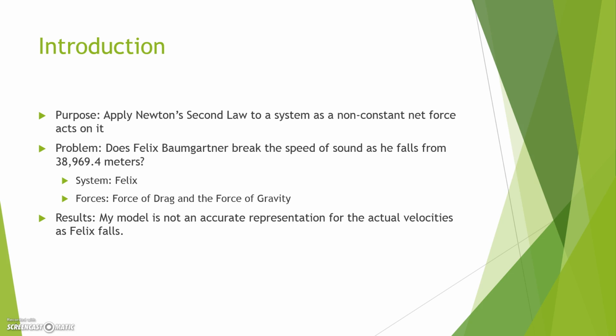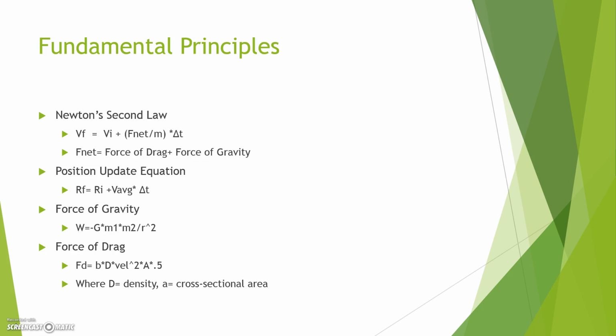for 36,969.4 meters before opening his parachute. Due to simplifications made in my code, my model did not correctly predict the velocities and positions of Felix as he falls to the surface of the Earth. The fundamental principle used is Newton's second law in the form shown here.